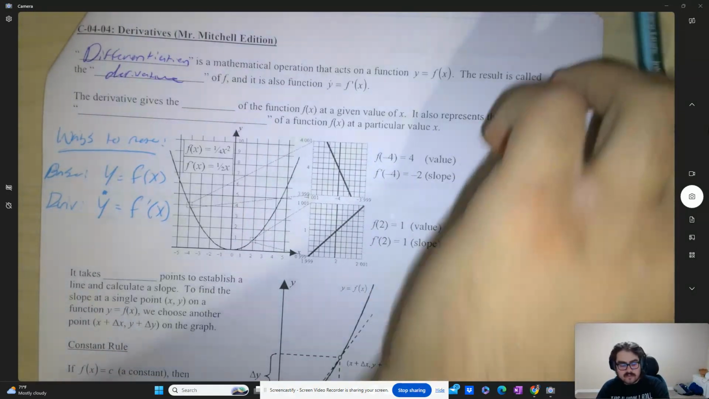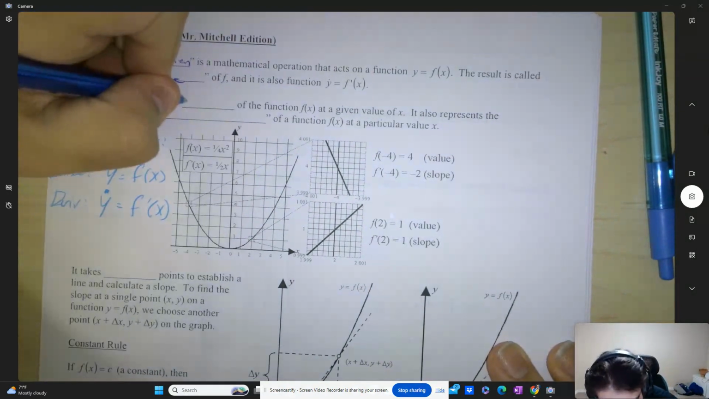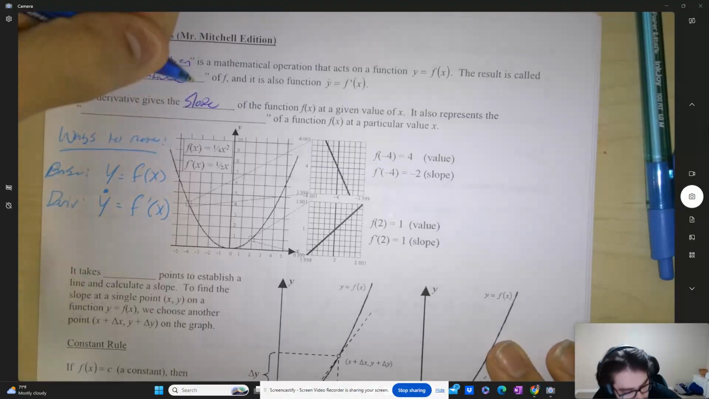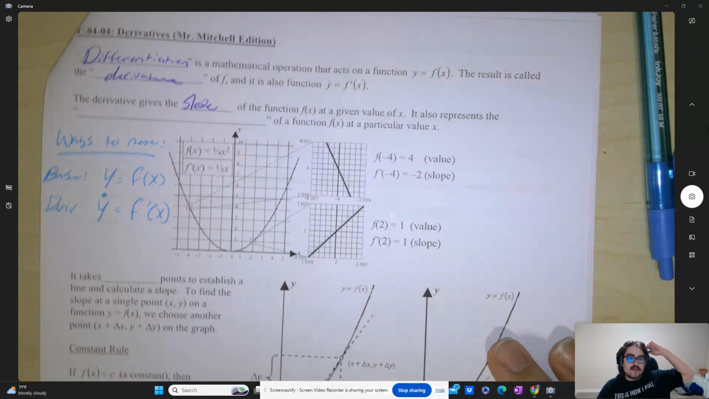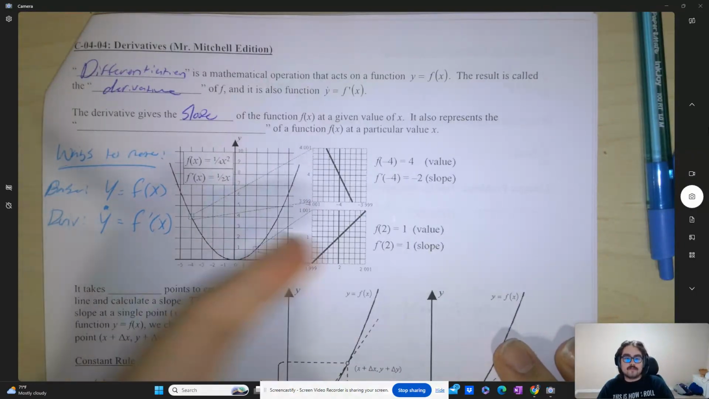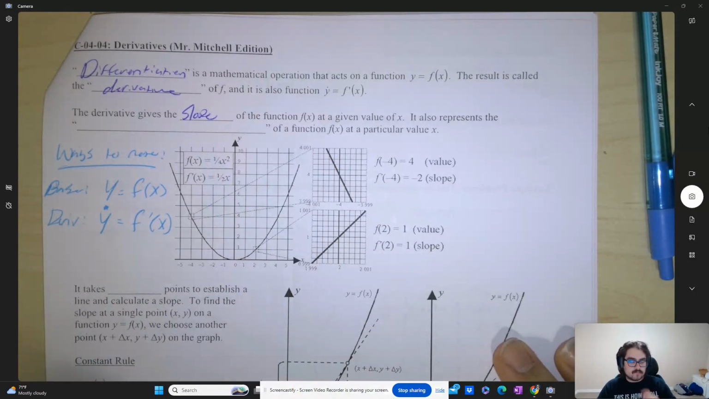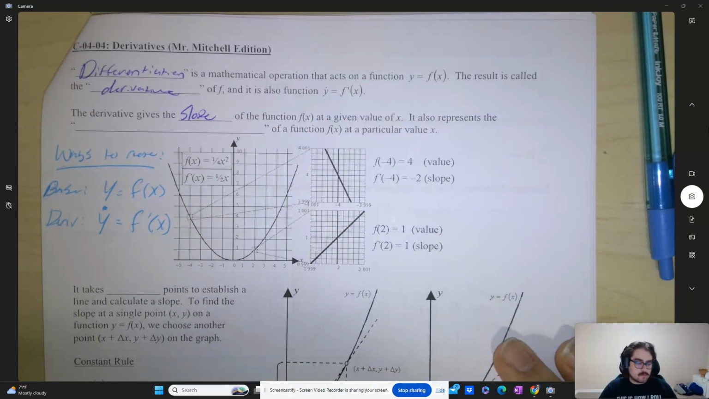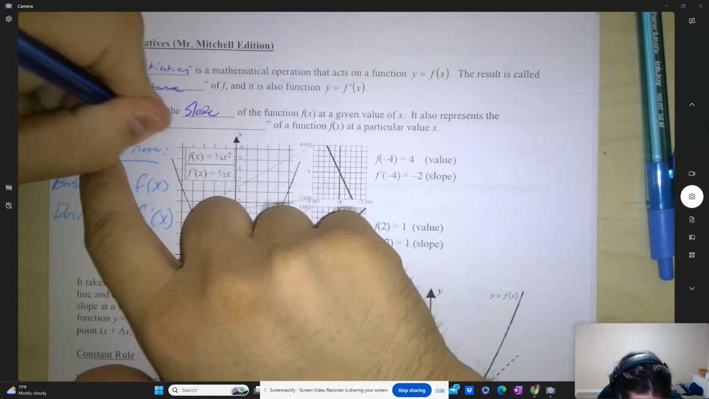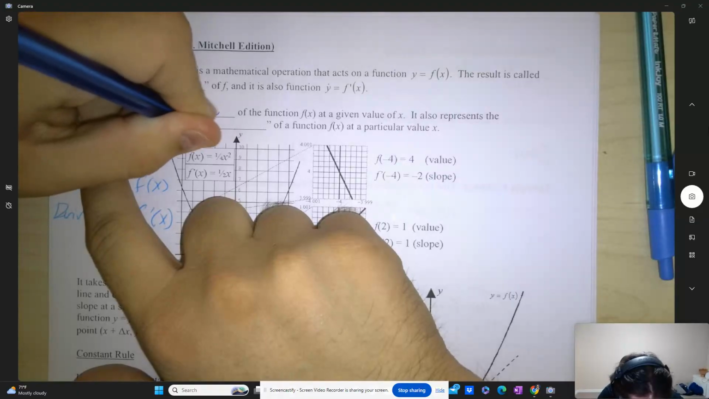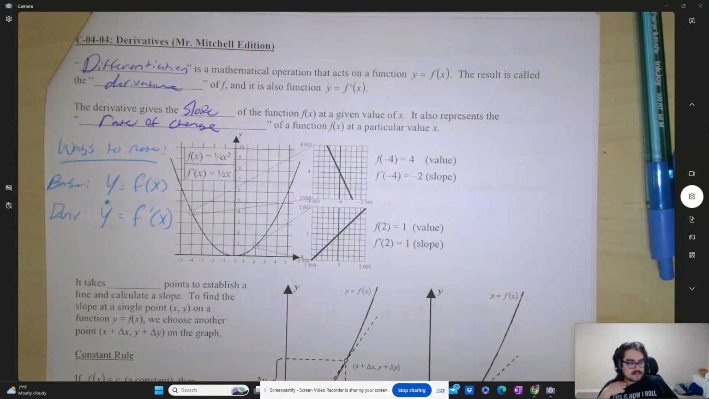A derivative is something that gives you the slope. Technically, it gives you the slope of the tangent line at that point, but at a given value of x. In physics, you really just need to know that it gives you the slope. It also represents the rate of change of that function at a particular value of x.